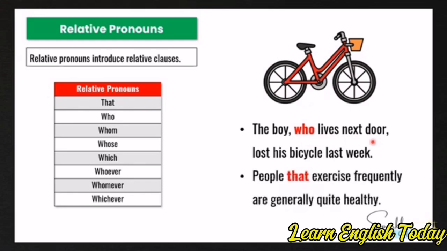Another example, people that exercise frequently are generally quite healthy. In this example, that is a relative pronoun introducing the relative clause exercise frequently, and we do not use commas here because this is essential information to the sentence. If we say people are generally quite healthy, even though that's a complete sentence, it is necessary to use this relative clause because we are saying that people that exercise frequently are healthy, not everyone.